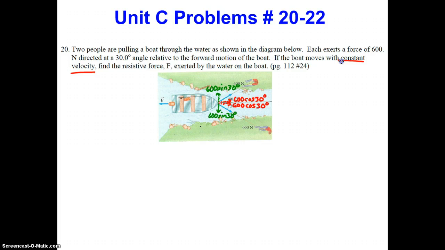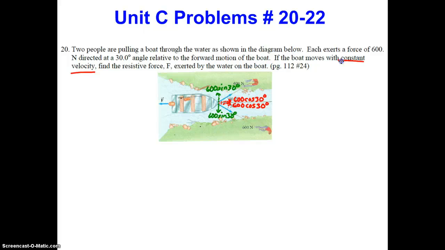What we want to point out here is that because both people are pulling with the same amount of force and at the same angle, our green y components cancel out. Therefore, they do nothing as far as the motion of the boat itself is concerned. In other words, we don't have to take them into account at all. So it's the two 600 cosine 30 components, the two x components of these forces, that provide the forward motion against the resistive force of the water on the boat, pictured as F.